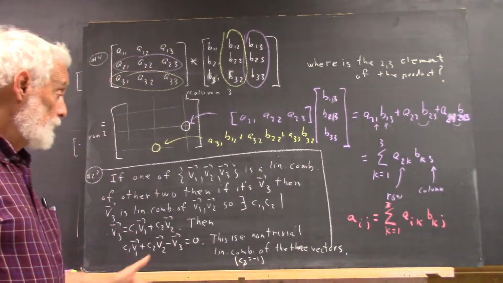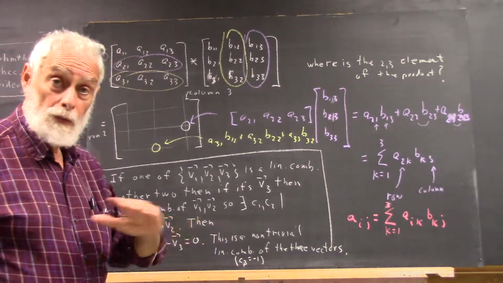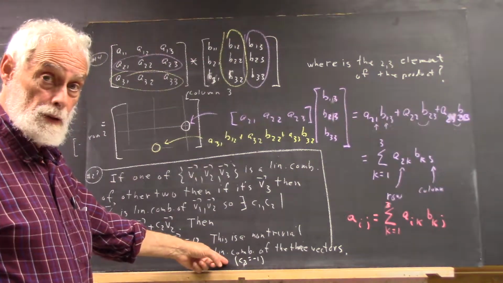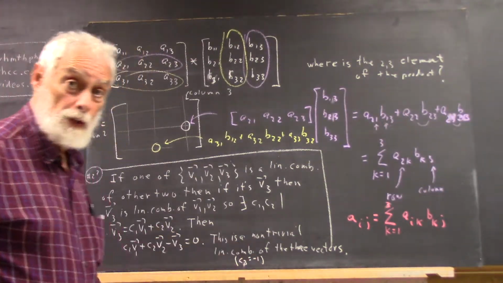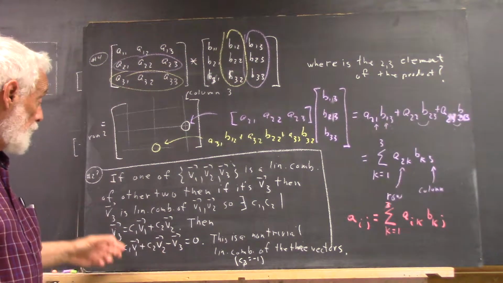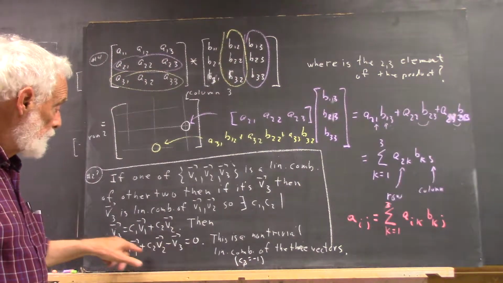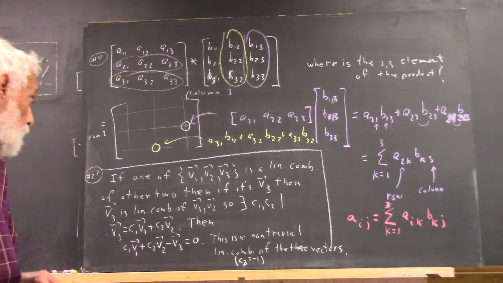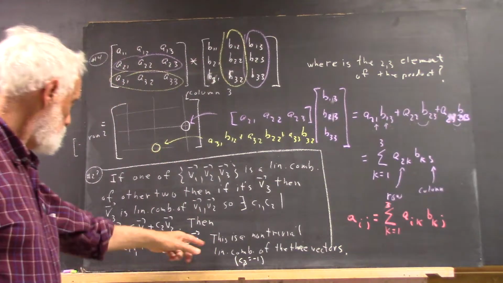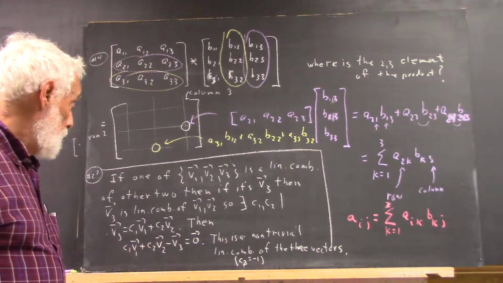Now, a non-trivial linear combination says that at least one of the coefficients is not 0. Well, there it is. c3 isn't 0. c3 is -1. No matter what c1 and c2 are, if v3 equals c1 v1 plus c2 v2, then this sum gives you the 0 vector. Then it has to be like this, okay?